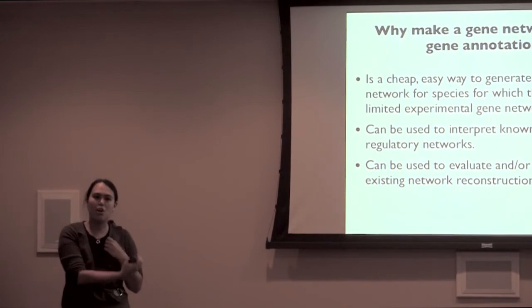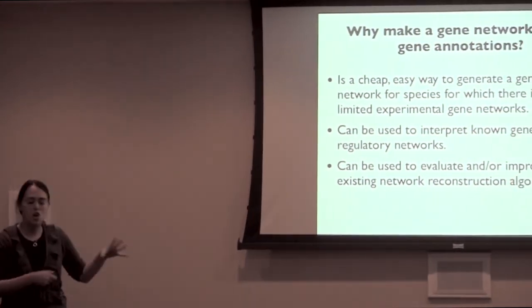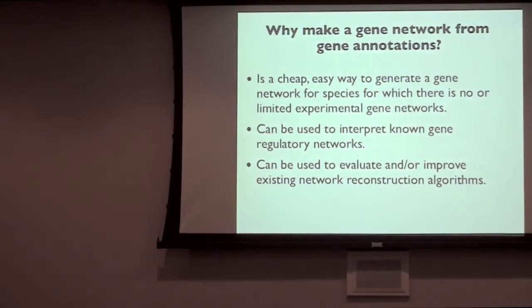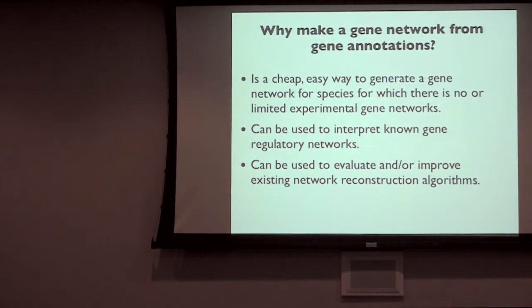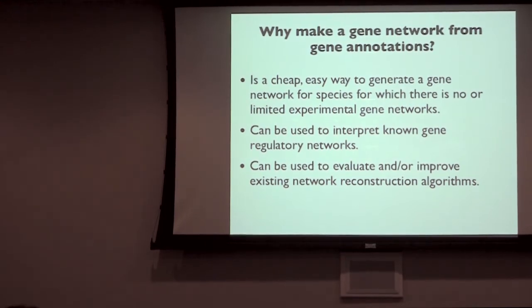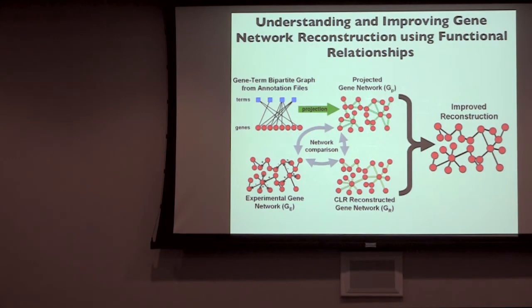In addition, we can use this to interpret known gene regulatory networks. We can look at the functional similarity of genes in known gene regulatory networks. And it can also be used to evaluate and improve existing network reconstruction algorithms, because this is a cheap way to take functional information and try to infer gene regulatory interactions. So that's our basic goal.